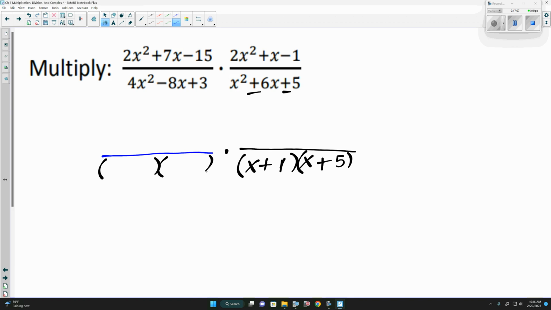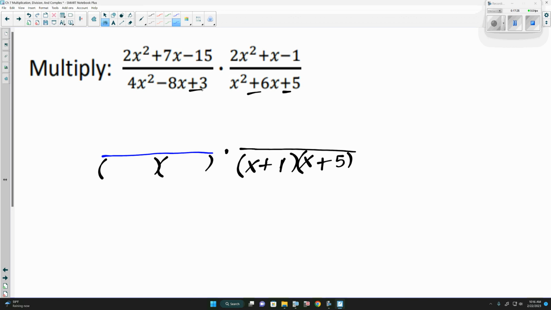4x squared minus 8x plus 3. So we have our two sets of parentheses because, again, greatest common factor. There is a greatest common factor between 4x squared and 8x, but there's not one between all three terms. So there's no greatest common factor, nothing to pull out.